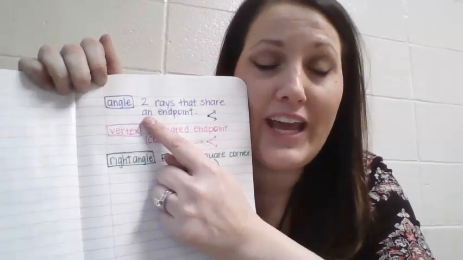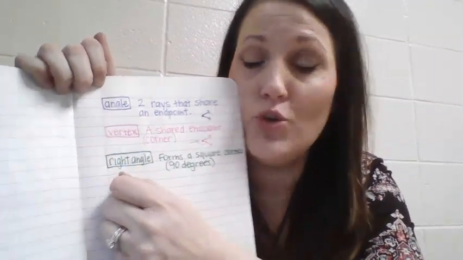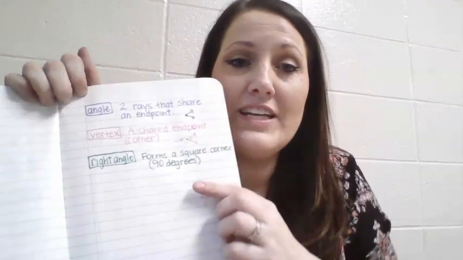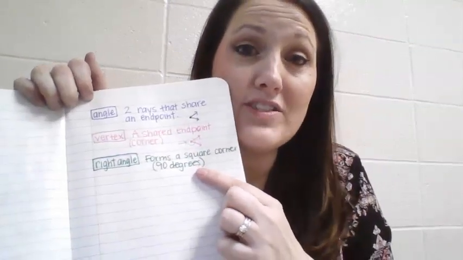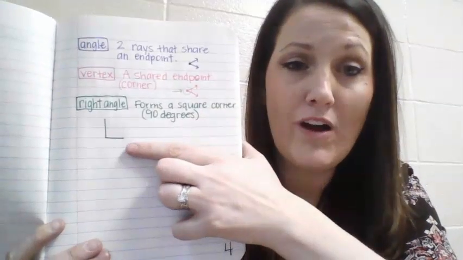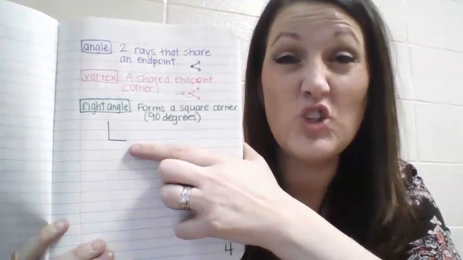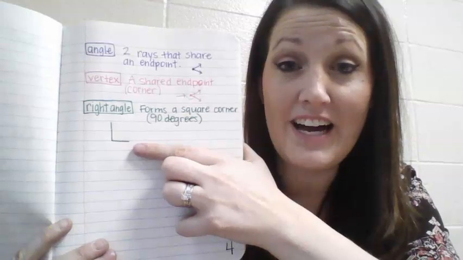So we already know that an angle is where the two endpoints meet. But this is not a right angle. A right angle forms a square in the corner. It's called 90 degrees. Let me show you what that looks like. I drew the letter L, because if you look at an L, it looks like I could put a little square in the corner.